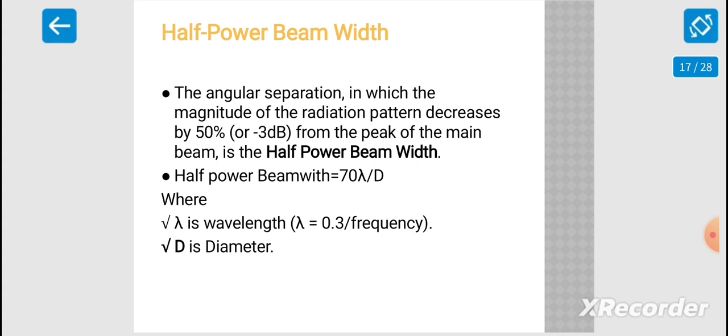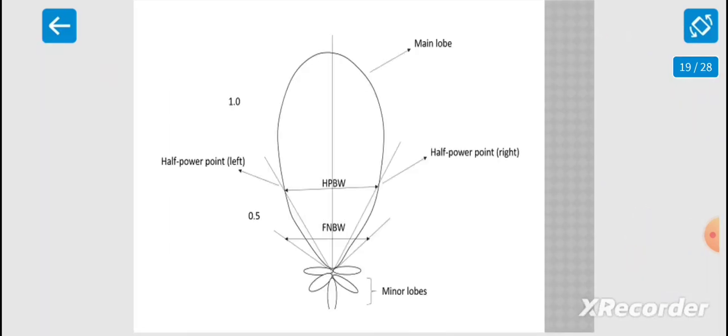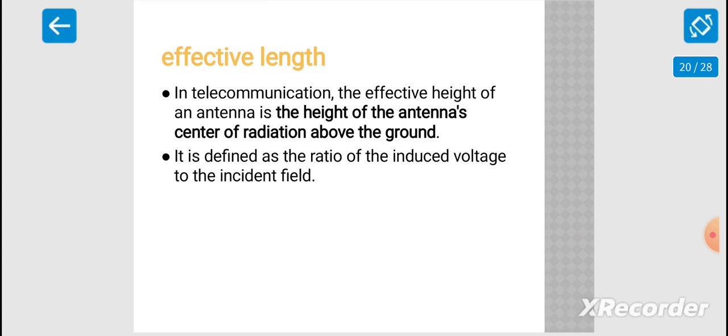Both half power beam width and first null beam width are demonstrated here. Half power beam width is the angle between the two directions in which the radiation intensity is 1/2 of the maximum of the beam. First null beam width is the angular separation between the first nulls of the pattern. Okay, clear? Next, effective length.